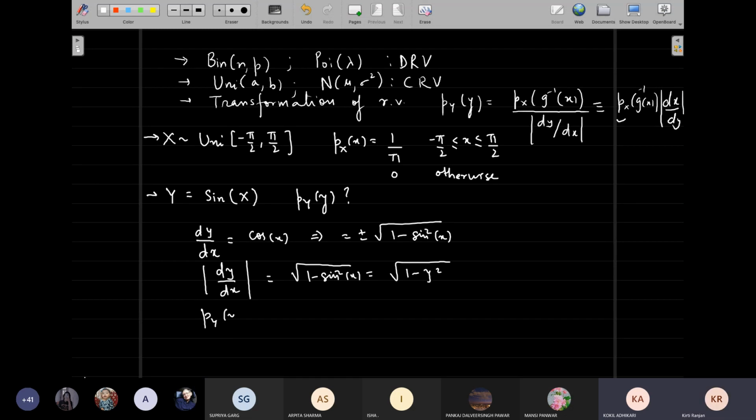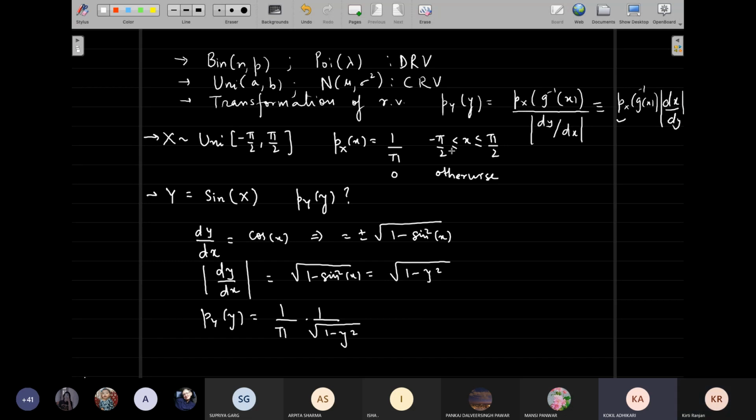So p_Y of y then becomes p_X of g inverse of y, divided by the absolute value of dy by dx. So this is 1 over pi, and there is no x term, so I do not need to convert into y. And then this is divided by root 1 minus y square. So the PDF of y, which is related with x through sin x, is as simple as that. But this is not yet done. What is the range of y?